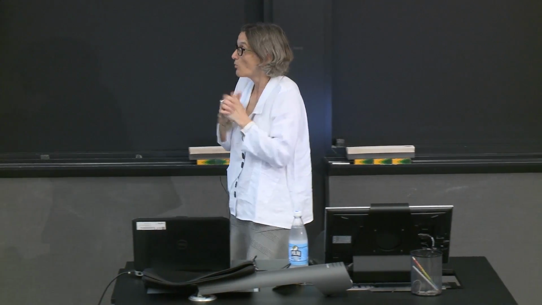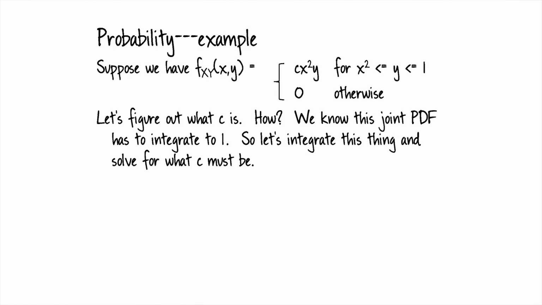Okay, so far I haven't told you what c is, and we might want to know, because this isn't necessarily a completely specified joint PDF. How do we find c? Well, the foolproof way that we have for finding c is to remember that a joint PDF always has to integrate to 1. That's just a property a joint PDF has. And so if we integrate this function over the support and set that integral equal to 1, then we can solve for c.